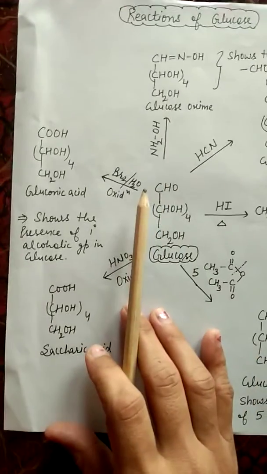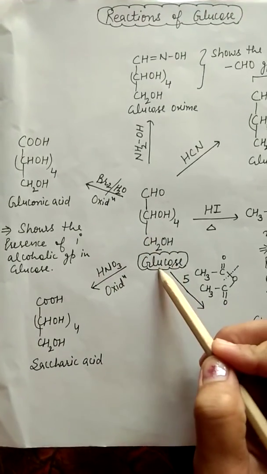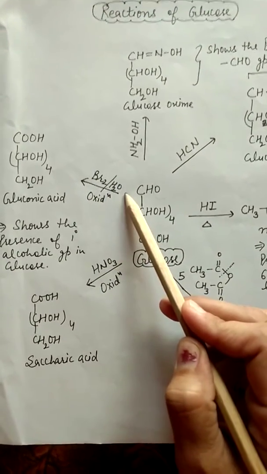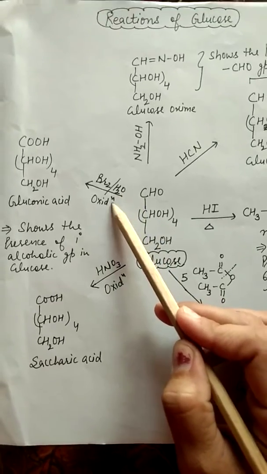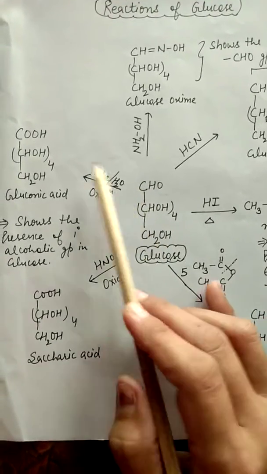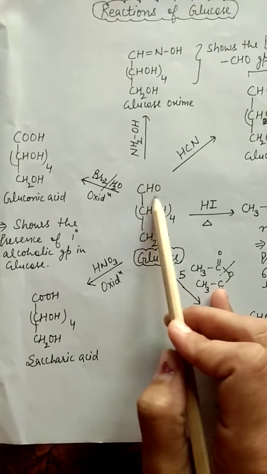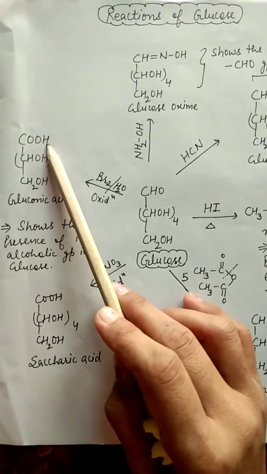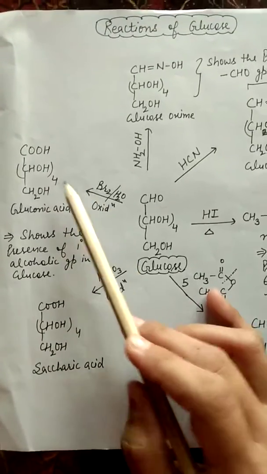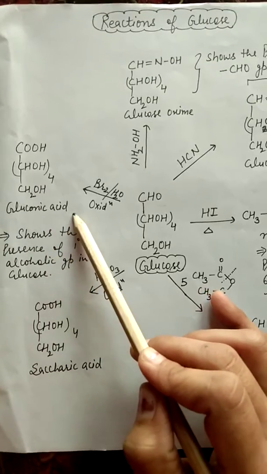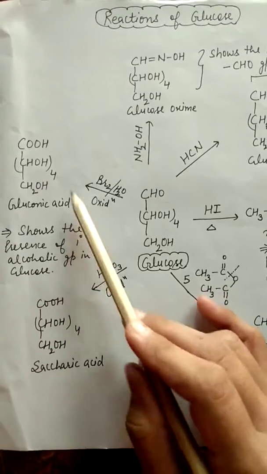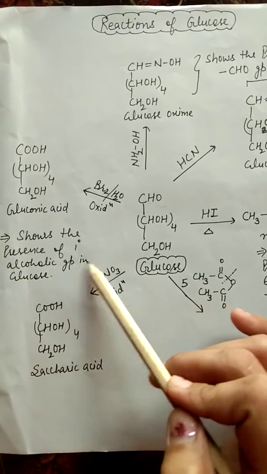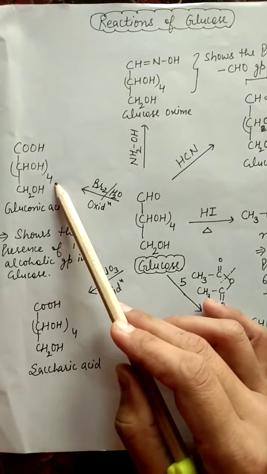Next, the fourth reaction. Glucose on oxidation with bromine water, which is a mild oxidizing agent. On oxidation, it will change the aldehyde group into a carboxylic acid. And here gluconic acid is formed. This reaction shows the presence of an aldehyde group in glucose.